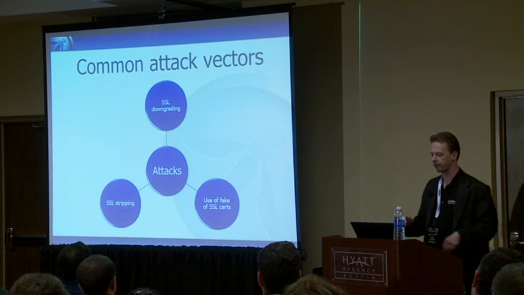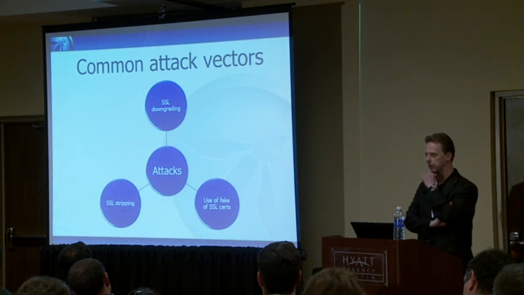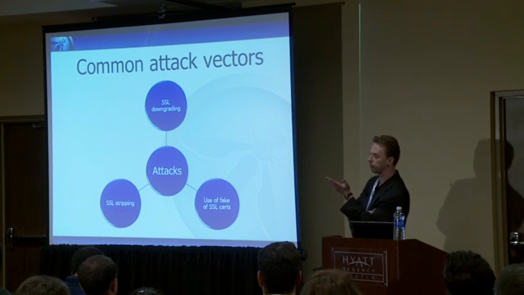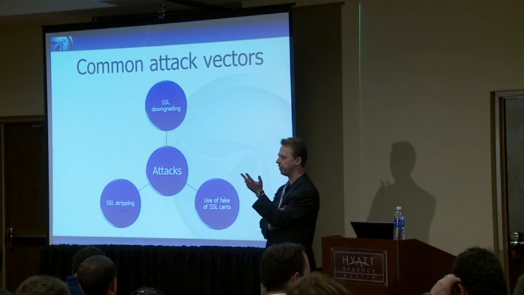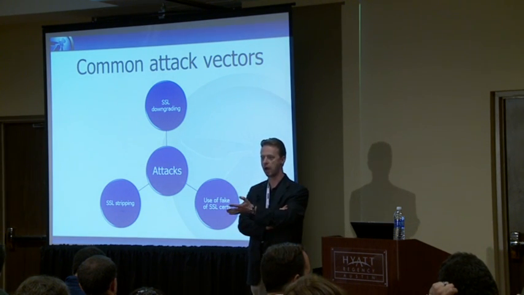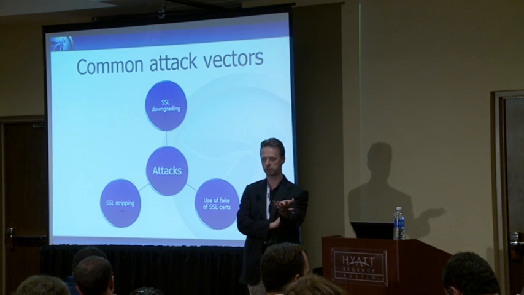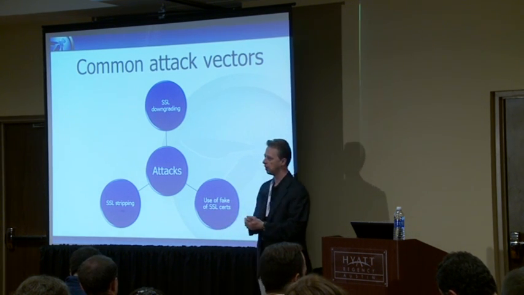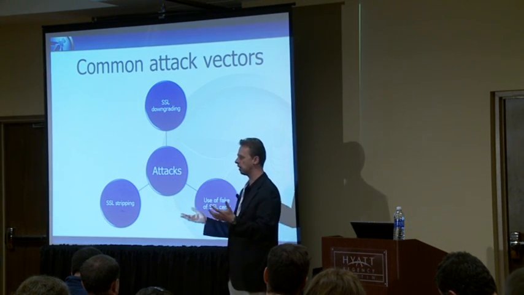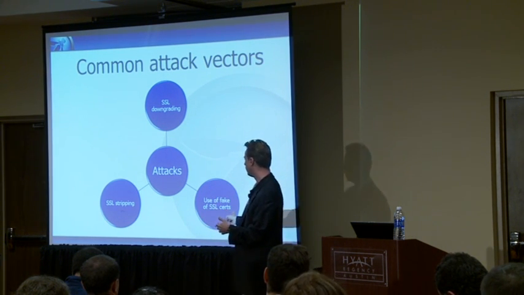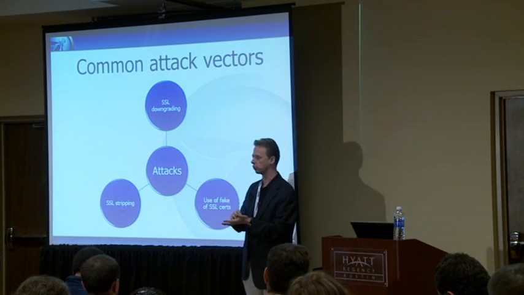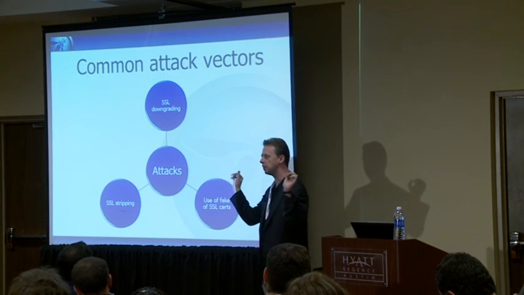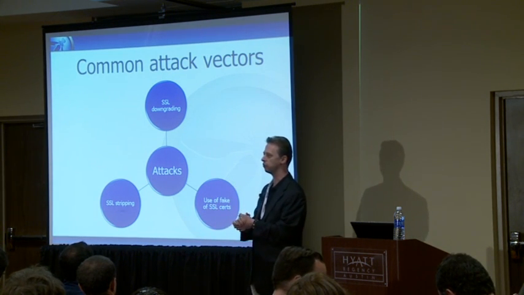There are three common attack vectors for weak channels: SSL downgrading, SSL stripping, and the use of fake certs. Fake certs is basically the case where you have a breach of a CA, which I started my presentation with. If you manage to get into one of these 650 entities, then you get your fake cert. And you can sign this for Google, for Microsoft, for HSBC. Name the interested party you want to listen in on.